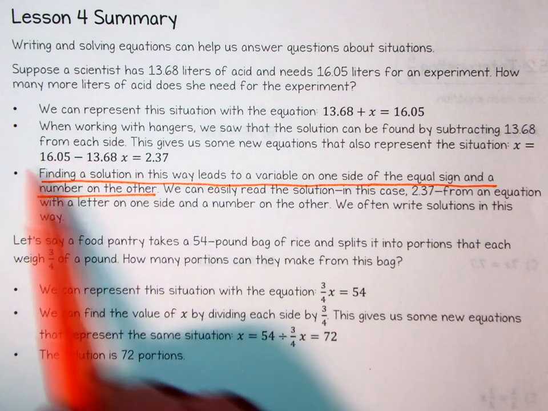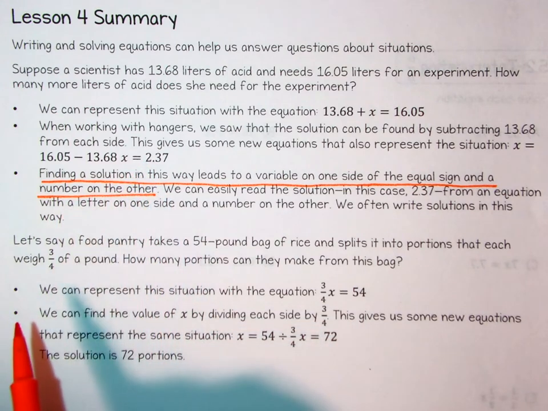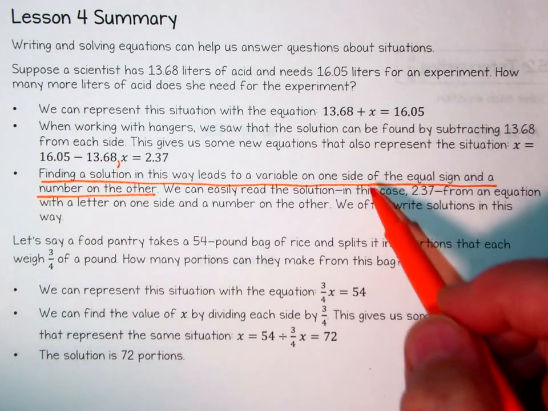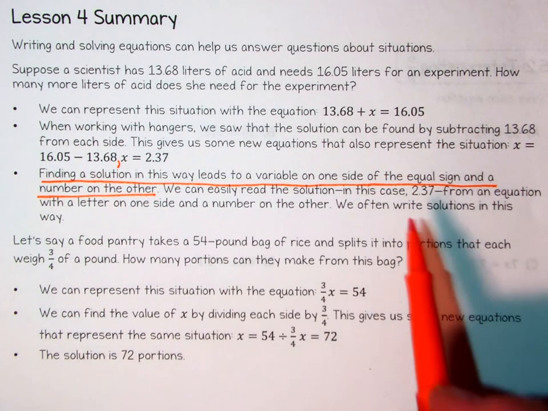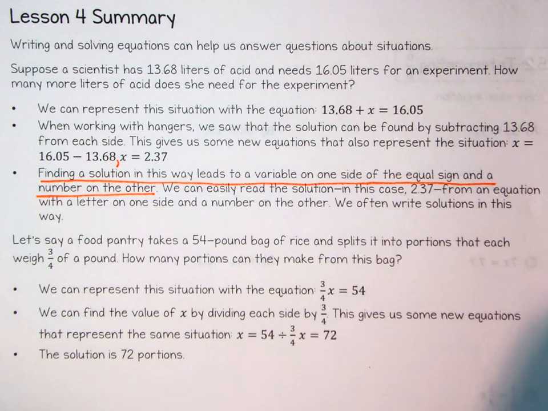So when we're solving these equations, our goal is to get one of the variables on one side of the equal sign by itself. And I always call it isolating a variable.